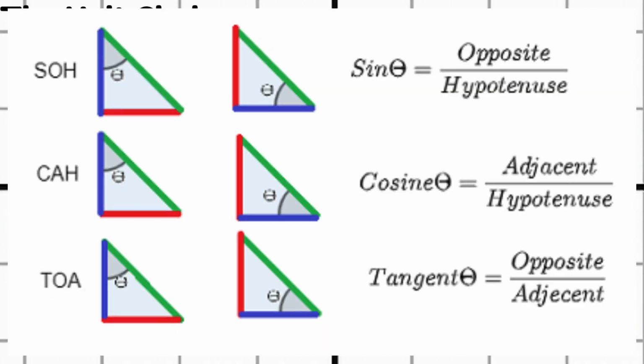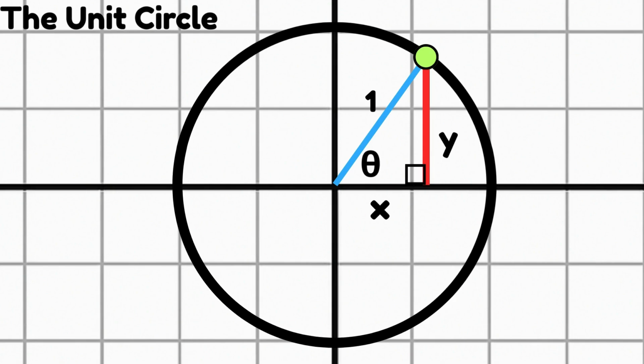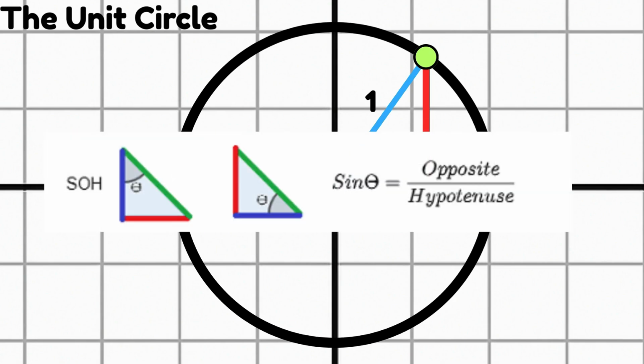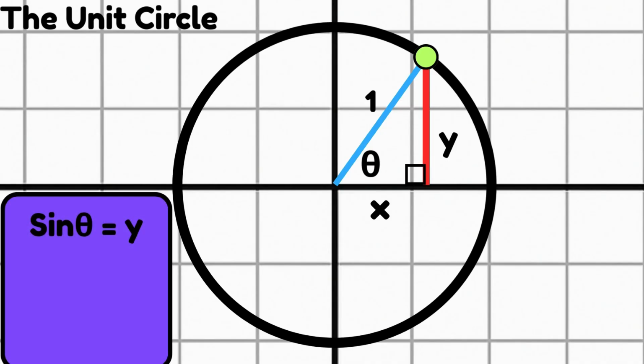So from here, we can just use SOHCAHTOA and our trig ratios. So what we find is that sine is opposite over hypotenuse. So the opposite side to theta is going to be y, and the hypotenuse, since the radius is 1, is just going to be 1. So sine of theta is equal to y over 1, which we just simplify as y.